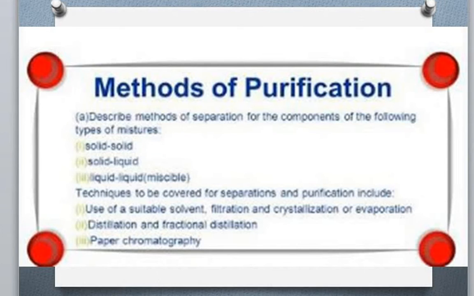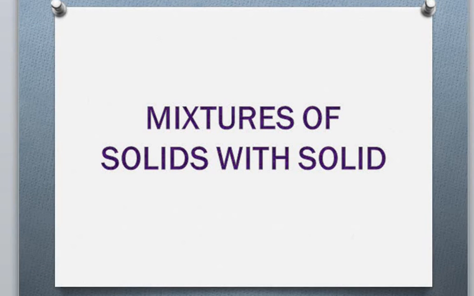We learn about separation and purification of different types of mixture, whether it is a mixture of solid with solid, solid with liquid, or liquid with liquid. In liquid and liquid, there are two kinds: one is miscible, miscible means soluble, and the second is immiscible, which means insoluble. We use different techniques to separate and purify, including filtration, crystallization, evaporation and many more. So let's discuss one by one.